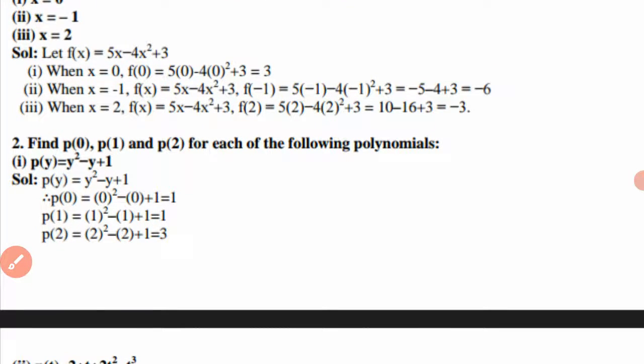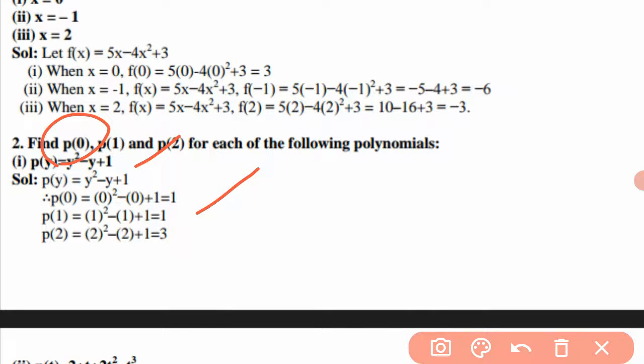In question number 2, find p(0), p(1) and p(2) for each of the following polynomials. Here p(y) equals y square minus y plus 1. First we will put p(0), meaning the value of y equals 0. So when we put y equals 0, it will be 0 square minus 0 plus 1. So the value equals 1.